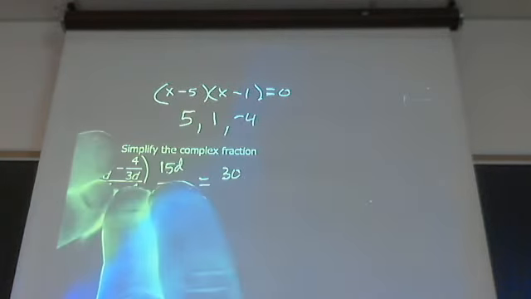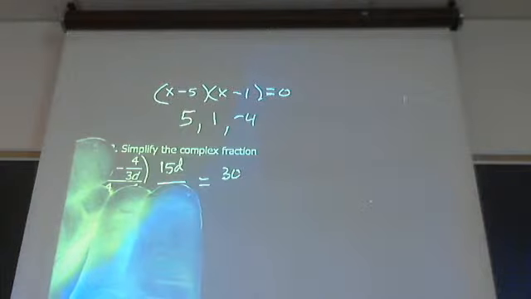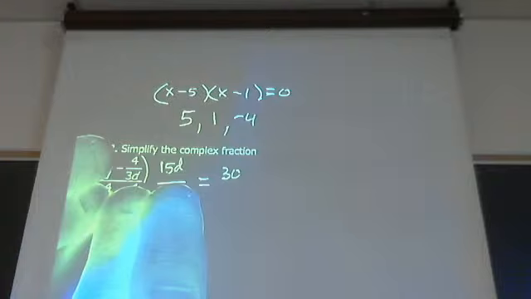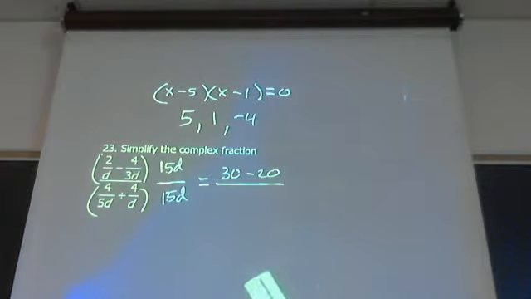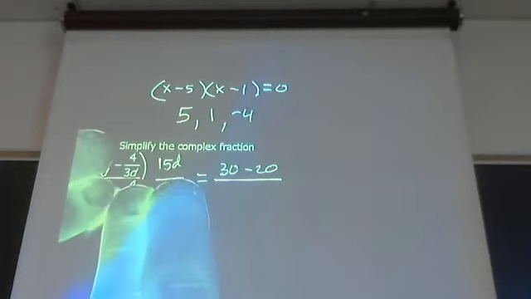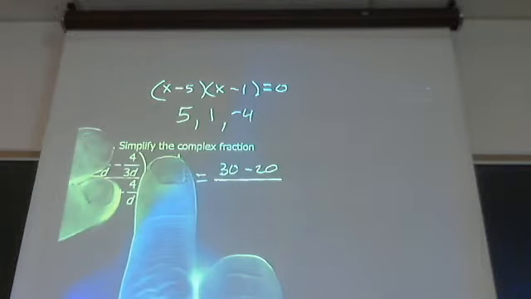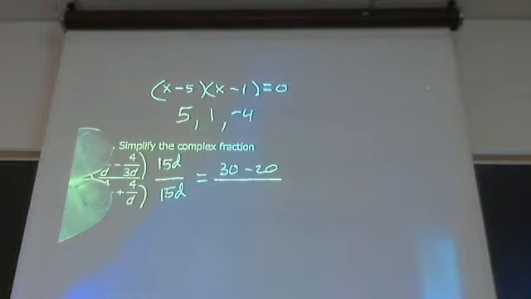So what happens when I multiply the 15 times the negative 4 over 3D? Negative 20? Where does that come from, though? The D's cancel. And then you're just taking negative 4/3 times 15, or 3 goes into 15 5 times, and 5 times negative 4 is negative 20.